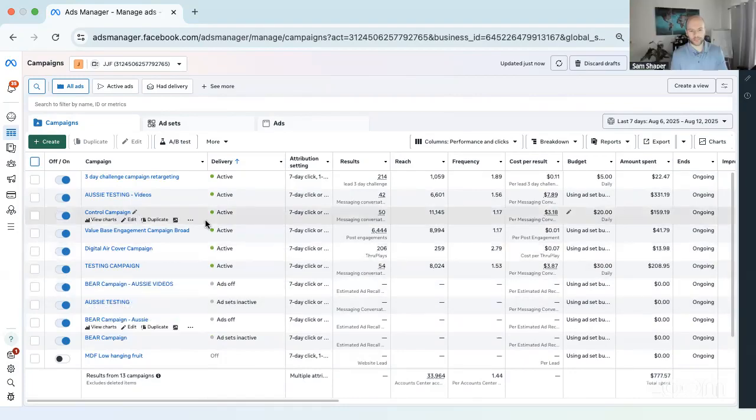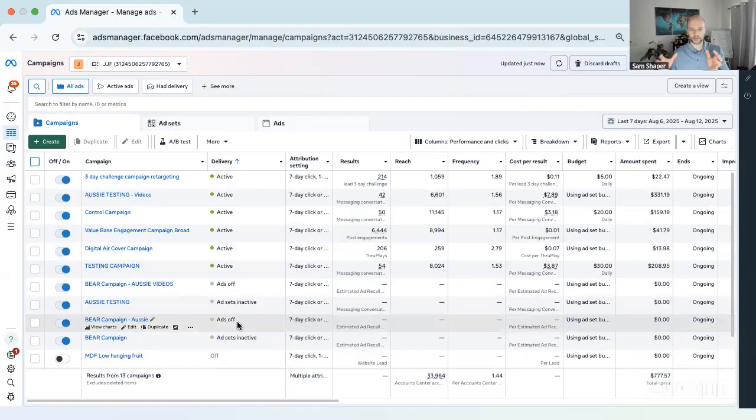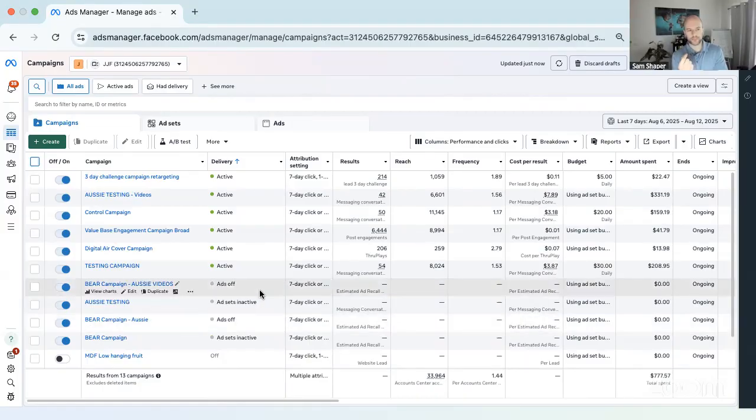Okay. To carry that in your bear campaigns, you can do your bear, your value base, and your digital air cover. You can do both countries all in the same one. Just set it at the ad set level. But with your testing ground and control campaigns, it's up to you. I tend to do different countries for different campaigns for the ones that I want to generate results through testing ground and control. All right, cool.